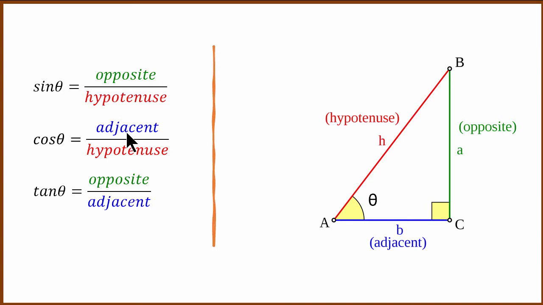Cos theta is defined as the adjacent side, which is blue in this case, divided by the hypotenuse. So it is adjacent side divided by hypotenuse. Hypotenuse is red and adjacent is blue in this case. Tan theta does not have the hypotenuse in the definition. Tan theta is defined as the ratio of the opposite side, which is green in this case, divided by the adjacent side, which is blue in this case. So these are the three important ratios. They are the fundamental ratios.